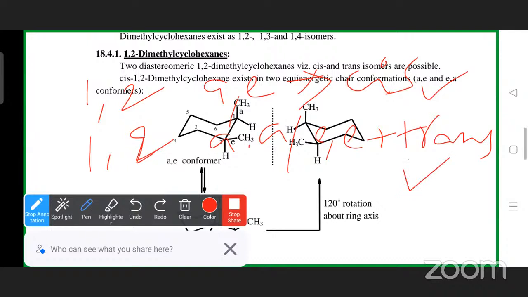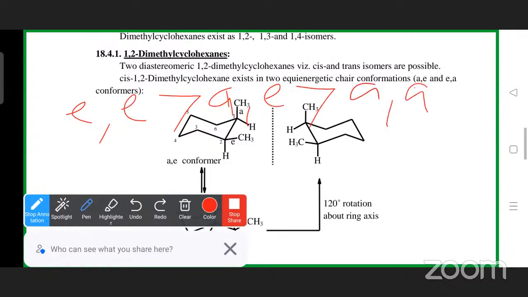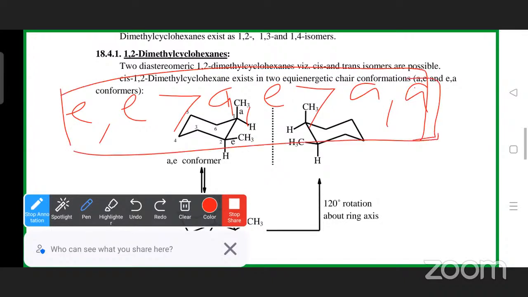Right? So generally here the diaxial or equatorial. Sorry. Right? So di-equatorial is more stable than axial equatorial, then diaxial. Right? The stability order is in the di-substitution. In the di-substitution here, di-equatorial is more stable, then axial equatorial, then diaxial. This is the stability order of the di-substituted compounds here.